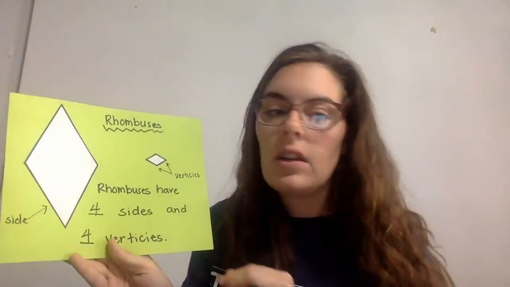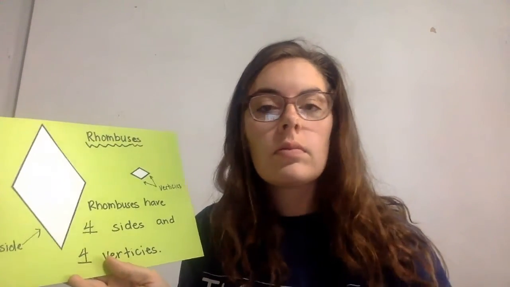All right, so we talked about our rhombus, and we talked about our oval. So we have now gone over 6 flat 2-dimensional shapes.